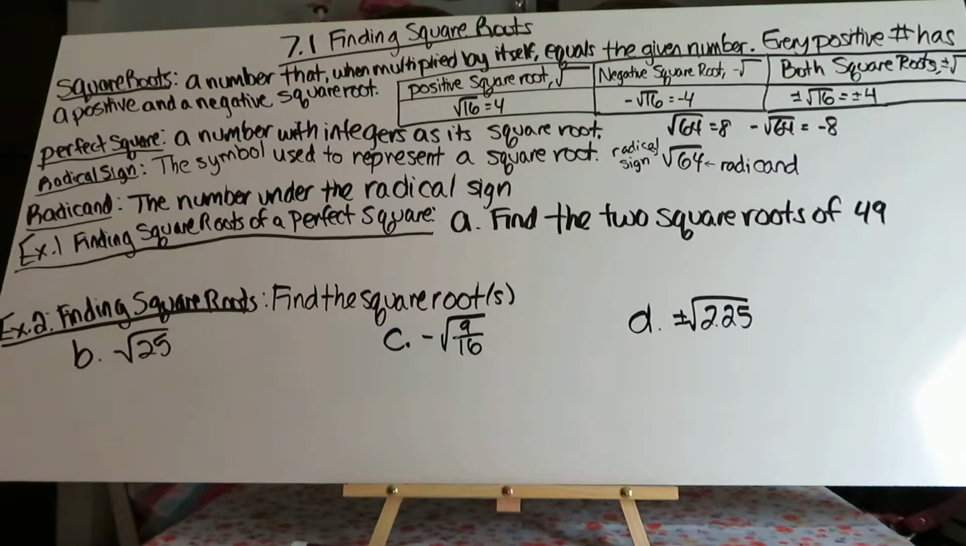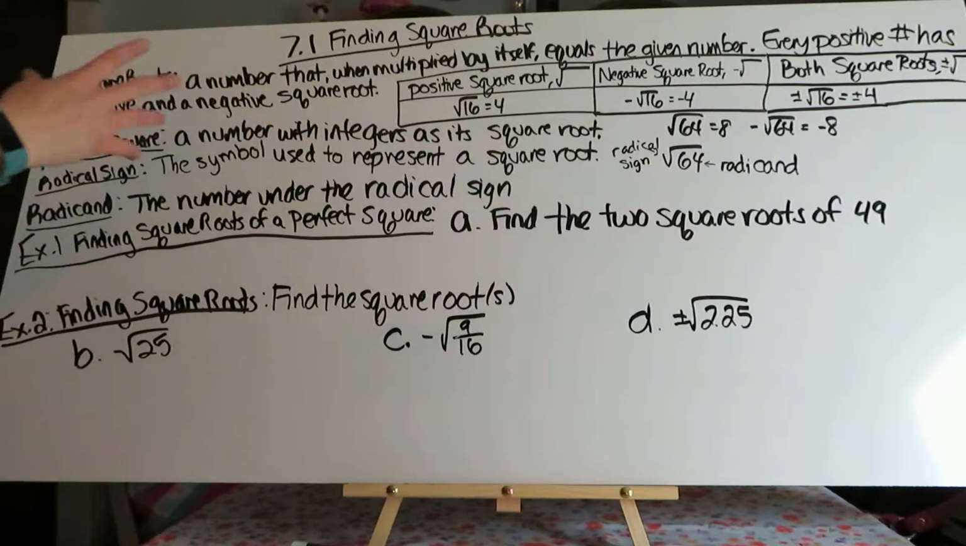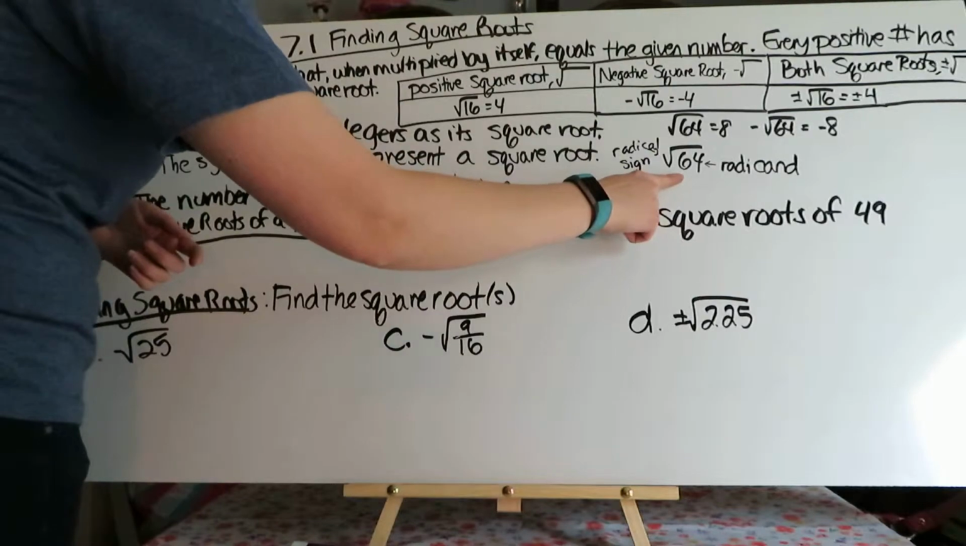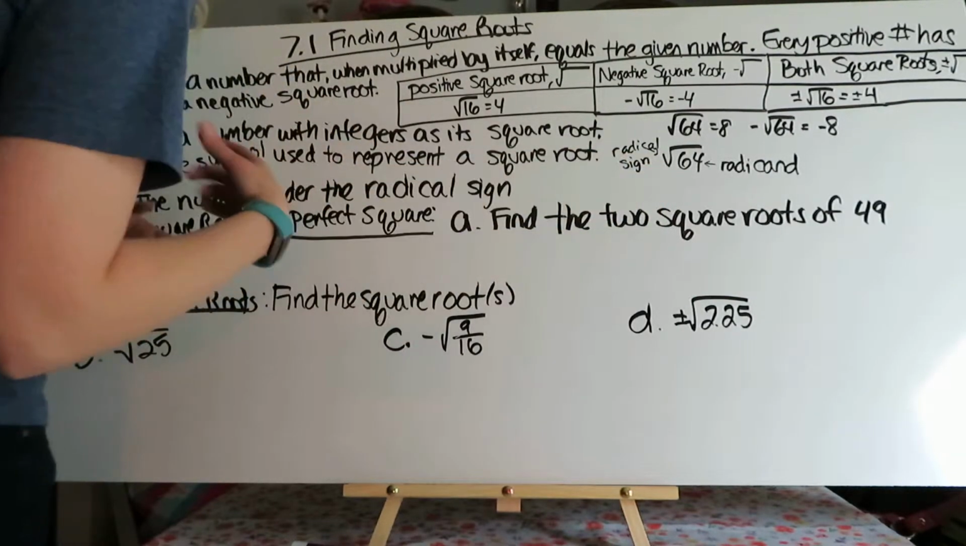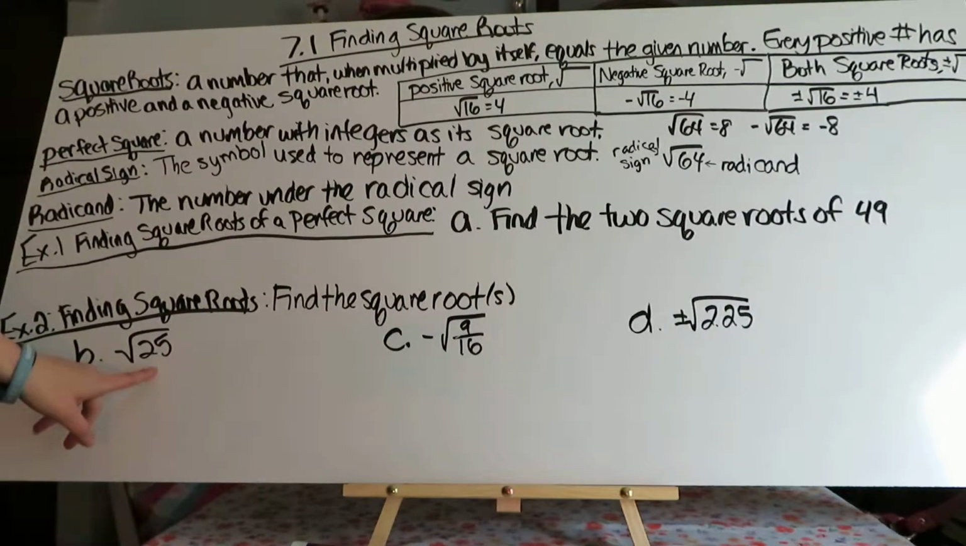Radical sign: the symbol used to represent a square root. The radical sign is this square root symbol. Again, it's technically called the radical sign, but you are probably thinking of it as the square root symbol. A radicand is the number under the radical sign. So if I'm talking about the number 64, that's my radicand. If I bring up a problem and ask what the radicand in this problem is, you would say 25.